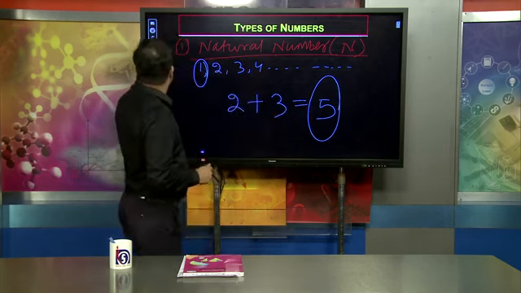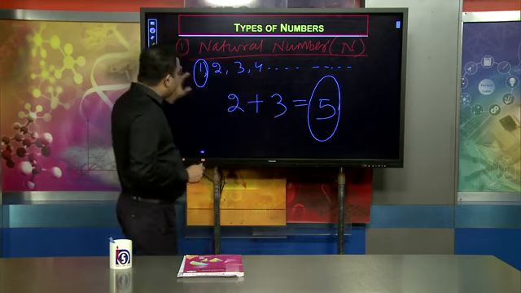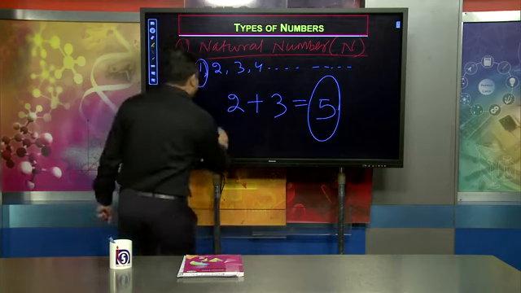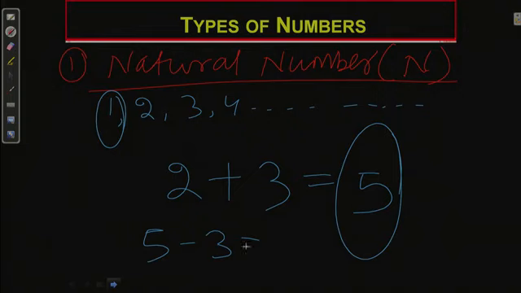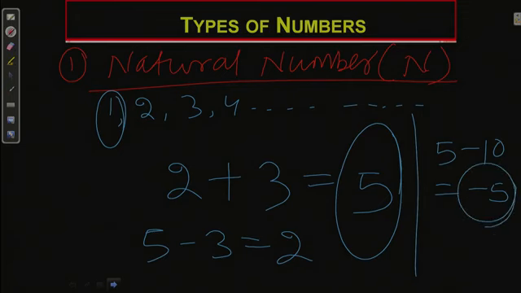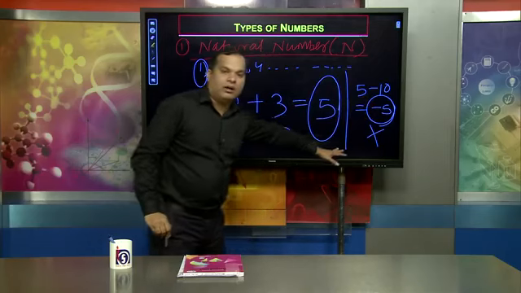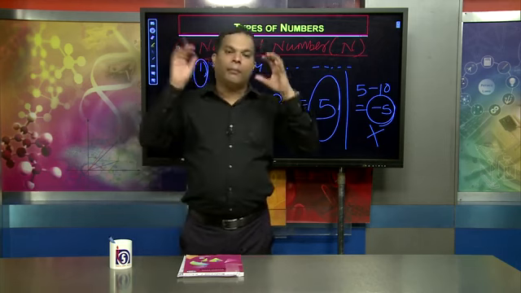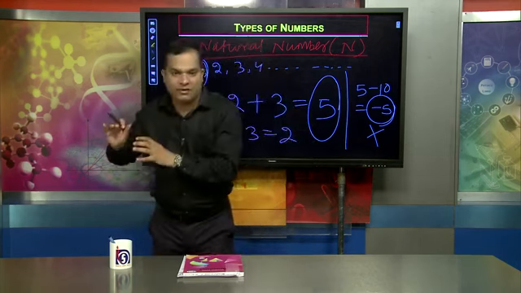When talking about addition, the result is a natural number, but in the case of subtraction, it may or may not be. For example, 5 minus 3 gives 2, which is a natural number. But 5 minus 10, you will not get a natural number; that will be minus 5. So we can say the subtraction of two natural numbers may not always be a natural number.